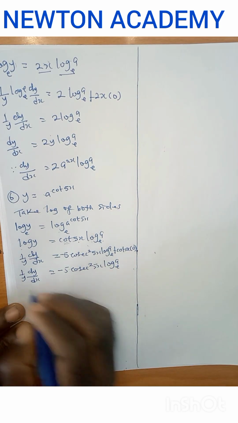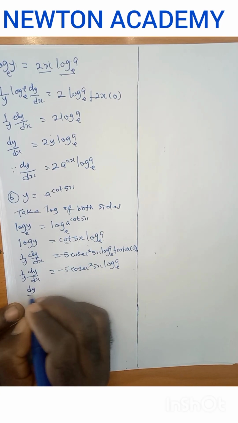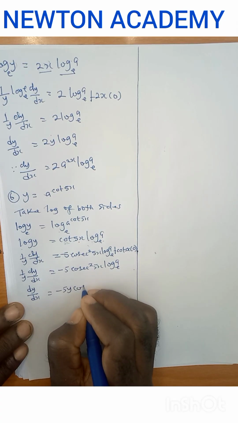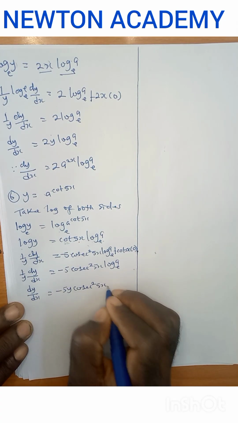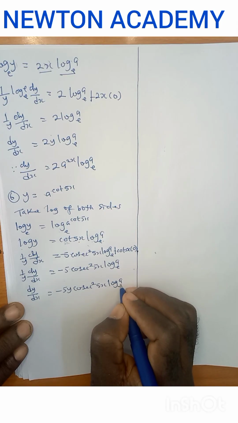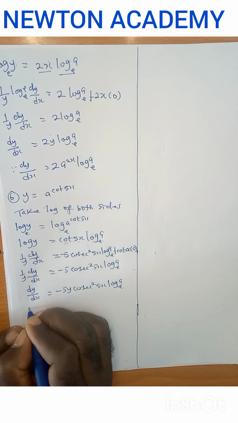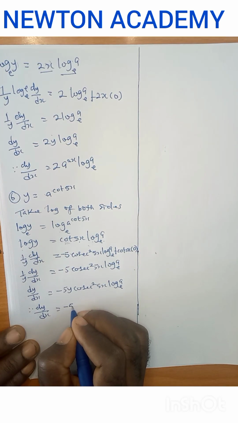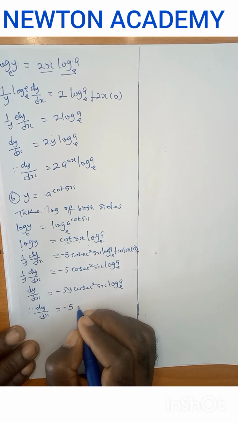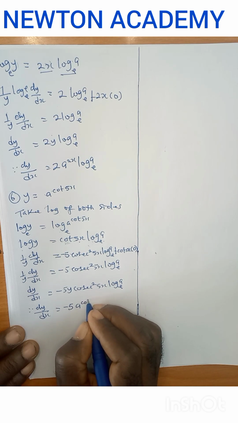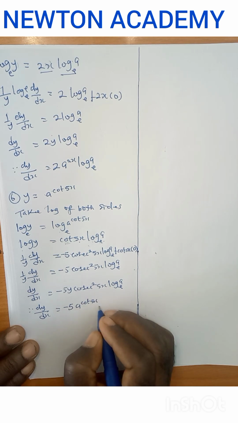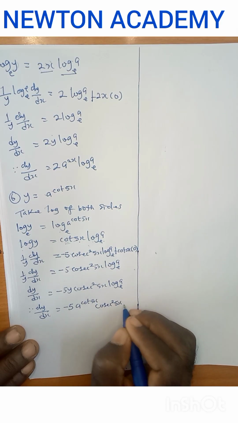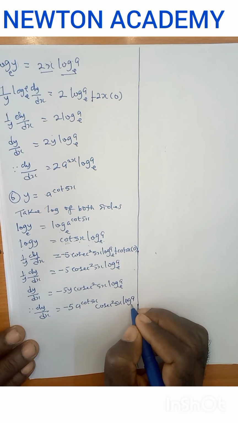Now we multiply both sides by y to clear this denominator. We have dy/dx is equal to minus 5y cosec squared 5x log a base e. Then you now replace your y. Therefore, dy/dx is going to be minus 5. What is our y? Our y is a raised to power cot 5x. Then cosec squared 5x log a base e.